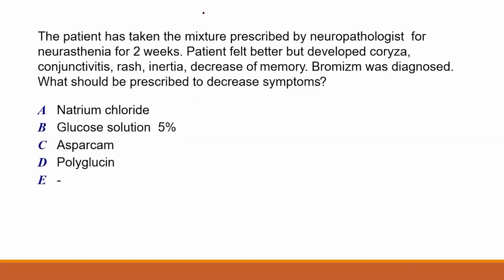Good. They say a patient has taken the mixture prescribed by a neuropathologist for neurasthenia for 2 good weeks. The patient felt better but developed coryza, conjunctivitis, rash, inertia, and decrease of memory. But look at it. They said bromism was diagnosed. So what should be prescribed to decrease these symptoms?